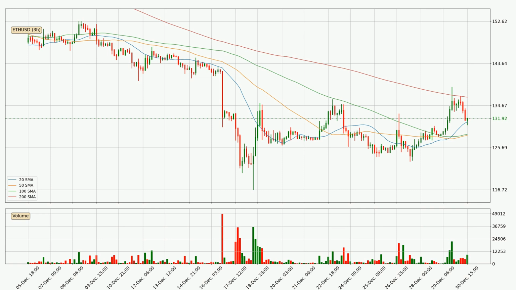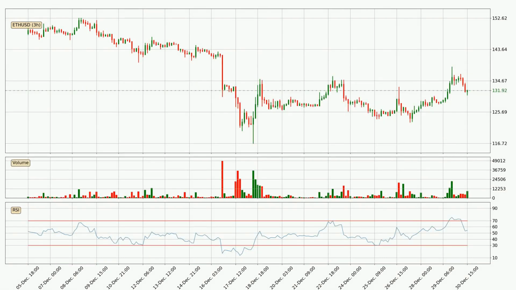It's important to note that currently the price is below the 200 SMA, which is normally a strong resistance. A potential move upwards, however, could be signaled if it were to break decisively upwards. Looking at the 3-hourly relative strength index, the current 3-hourly RSI is at 54, so there are currently no signs of the crypto being overbought or oversold.